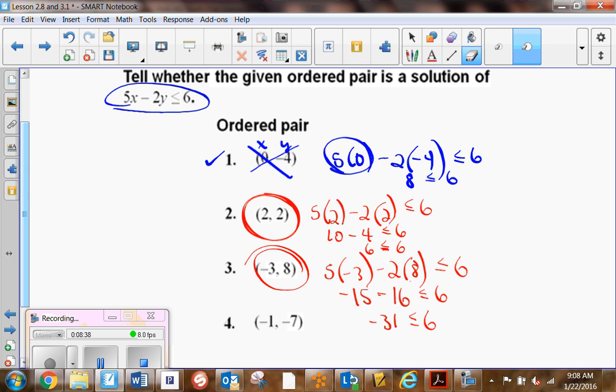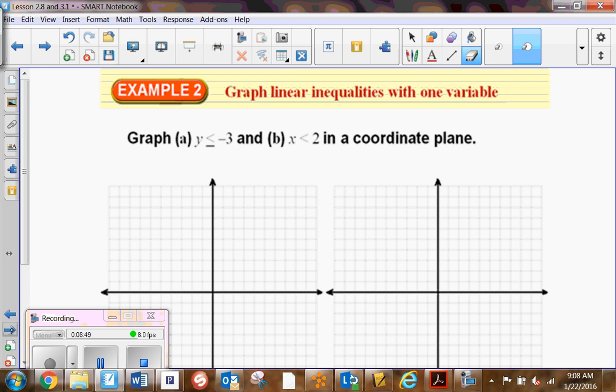All right? So if you're asked if an ordered pair is part of the solution set, just plug it in and see. It tells the truth if it satisfies it, and yes, it is part of the solution set.